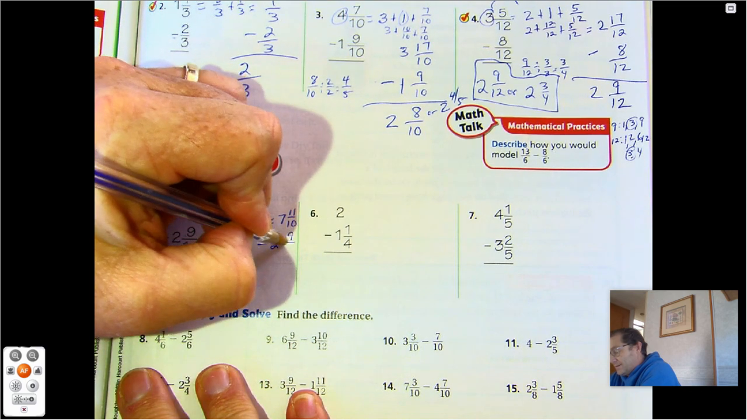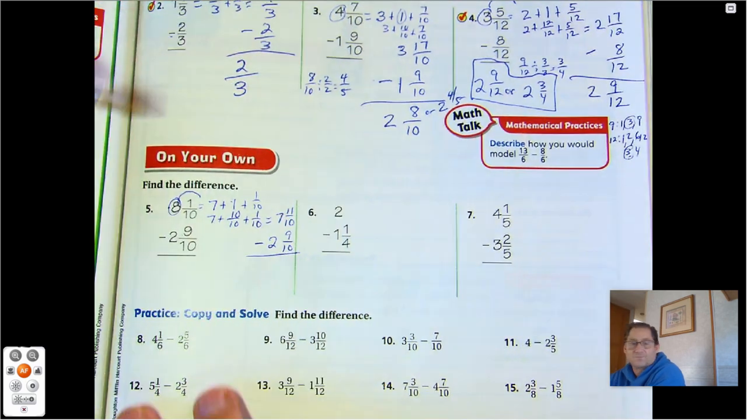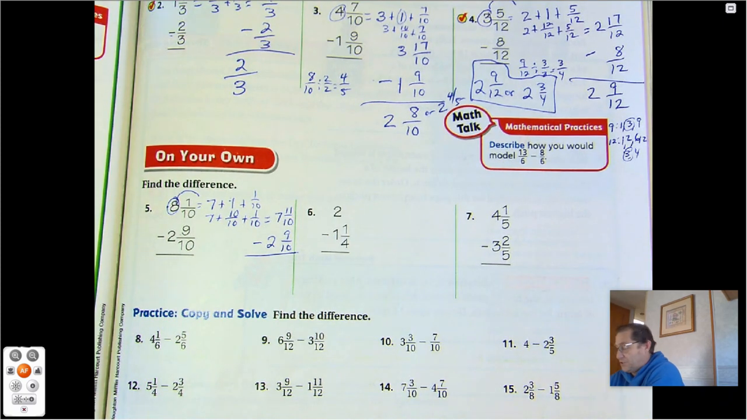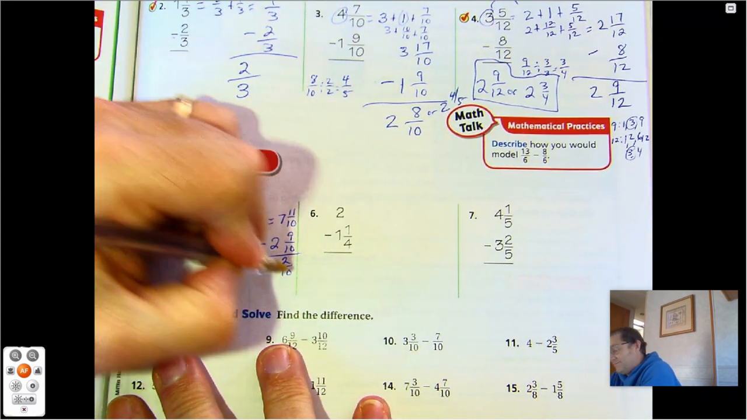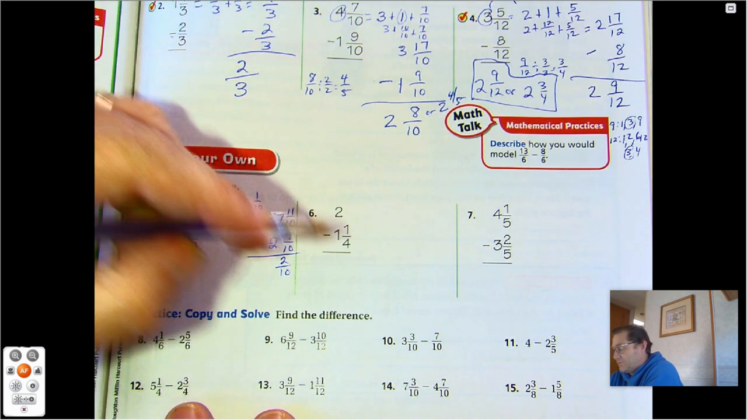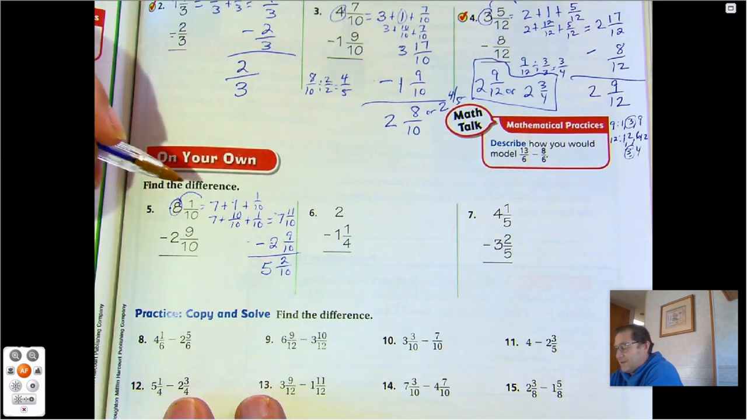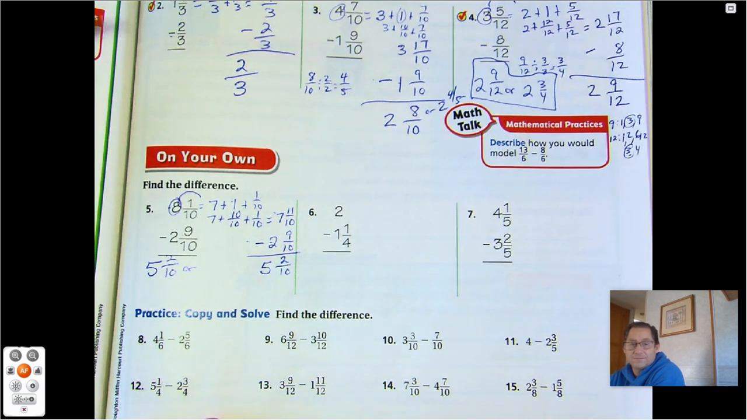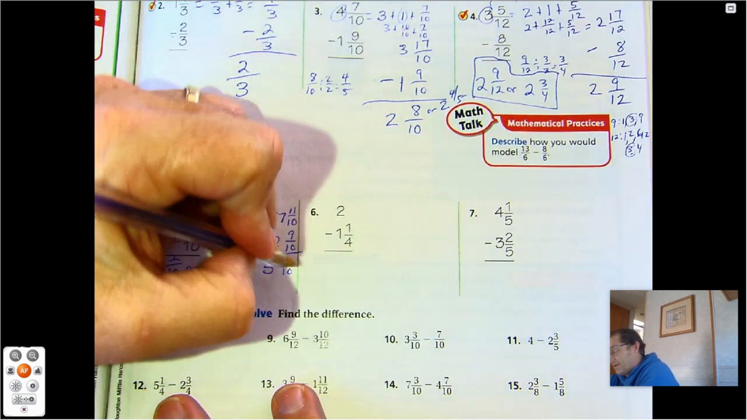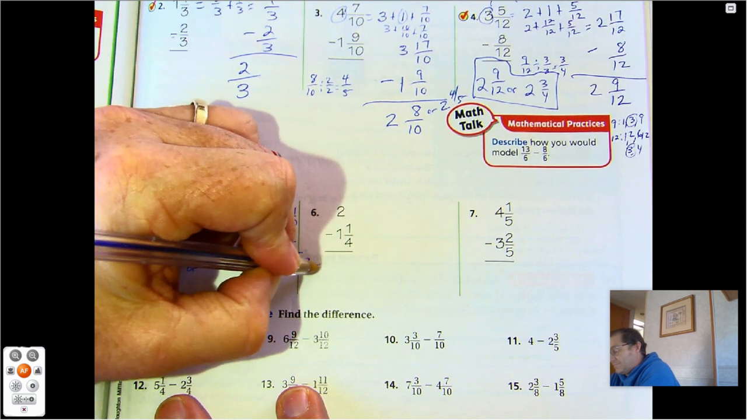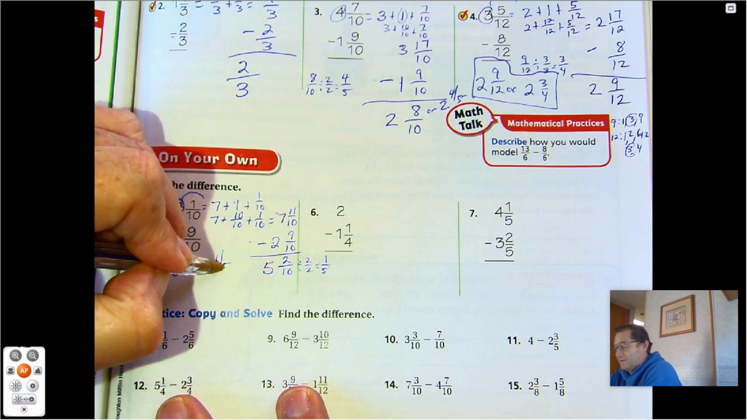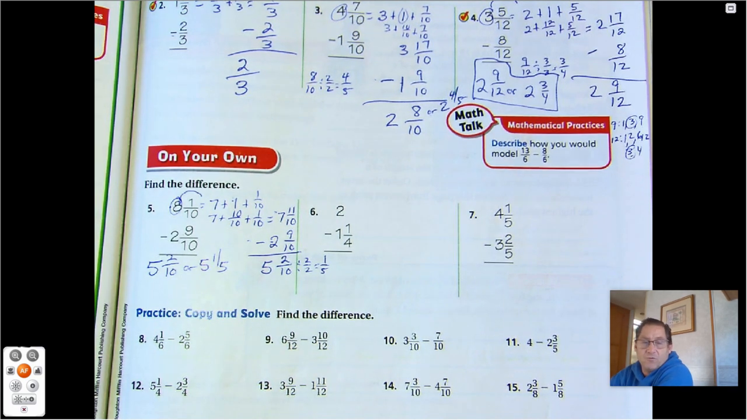Minus 2 and 9 tenths. 11 take away 9, that's 2 tenths. 7 take away 2 is 5. So we have 5 and 2 tenths, or I see that they're both even, so I can divide by 2. Now it'll leave me 1/5. Okay. So 5 and 2 tenths, or 5 and 1/5.